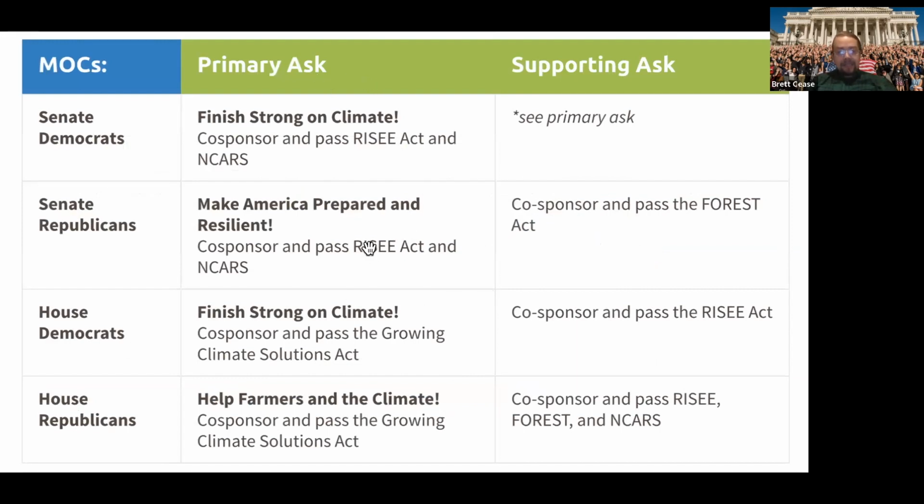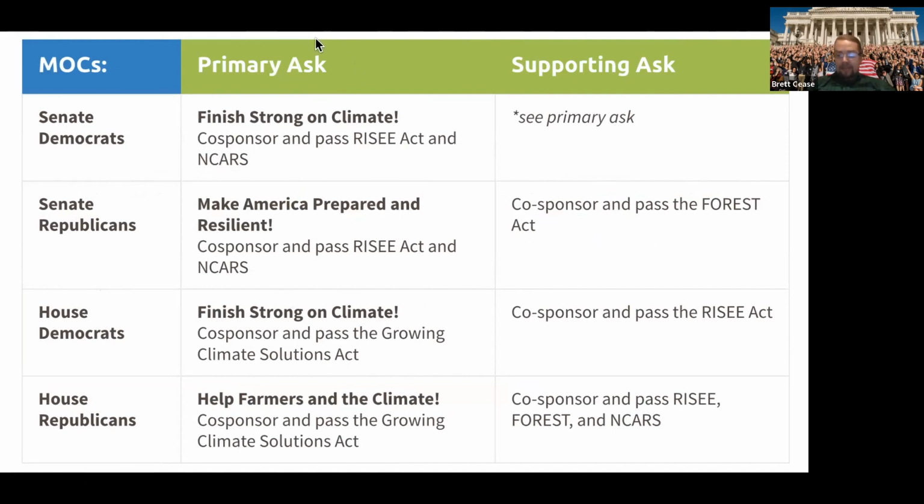Just 2 quick slides, though, as a review, just so you can get this in your head. As leads, depending on who you're meeting with this year, we're doing a segmented strategy for December. So on this left column, you get to pick who you're meeting with. Is it a Senate Democrat, a Senate Republican, etc.? This middle column is the primary ask.